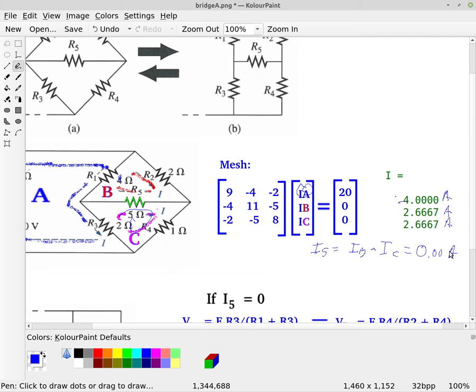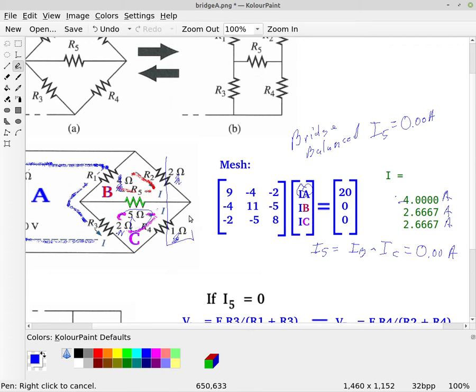All right, so if the bridge is balanced, then the current through the resistor R5 is equal to 0. But if you look at this, notice that these resistors are not the same. R4 is 1 ohm, R3 is 2 ohms, R1 is 4 ohms, and R2 is 2 ohms. So they're not the same values, but they're the same ratios.